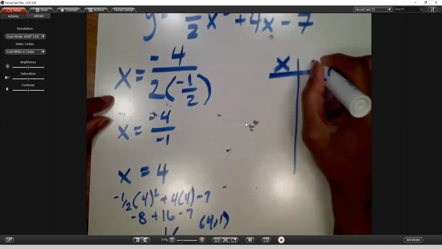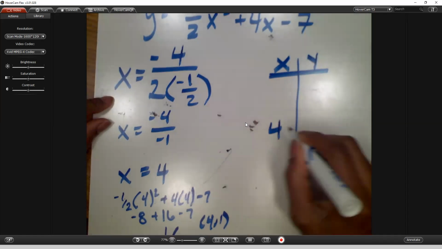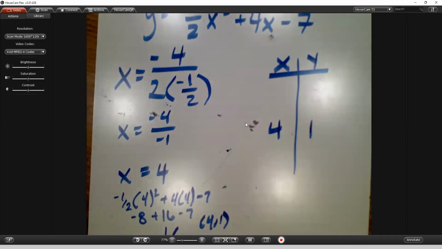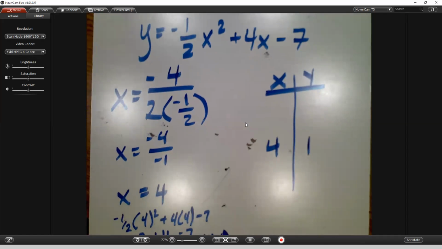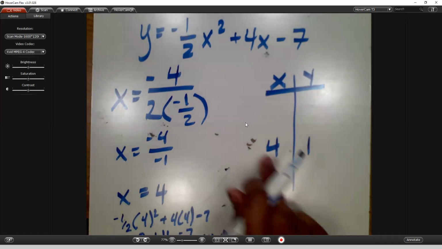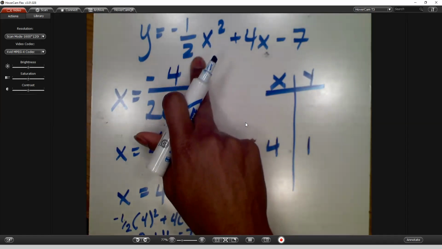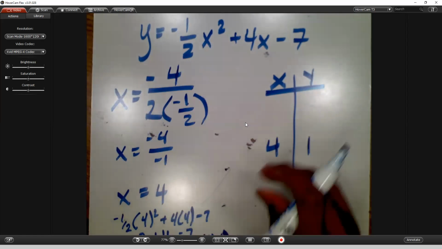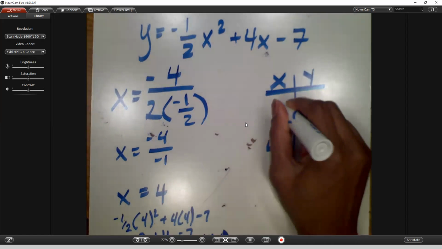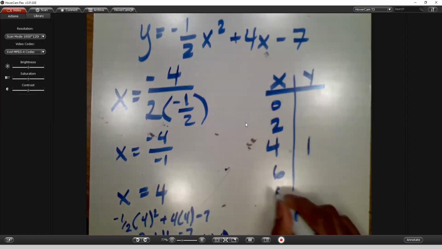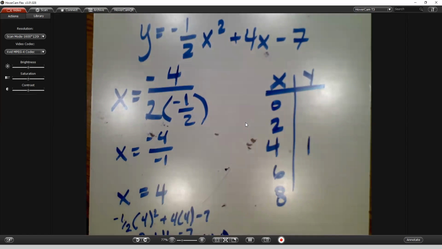As I make my table, I'm going to make 4, 1 the center of my table, and then from there I'm going to choose the numbers around it. I chose this problem because you'll see that our a value is a fraction. So it's smart for us not just to pick the numbers around 4, but also to think what numbers allow us to avoid fractions and decimals. So we should pick even numbers. Instead of picking 3, 2, and 5, 6, I'm going to pick 2, 0, and 6, 8, so that I don't have to deal with fractions.